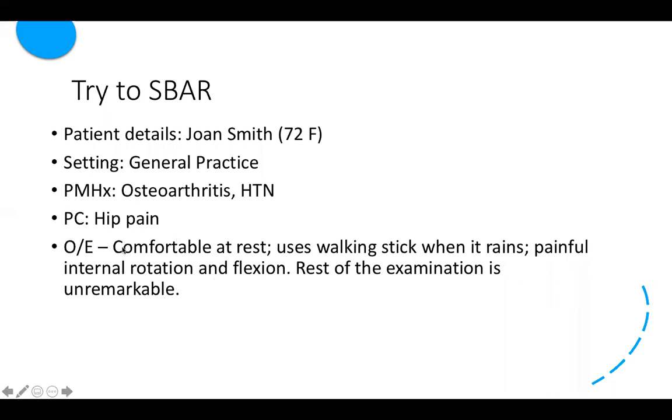I would have started just saying she's comfortable at rest, can use a walking stick when it rains, and then say the positives first. So she's got painful internal rotation and flexion, so that the person who's listening knows where this is going or what's happening. If you start with the rest of it being unremarkable, they may get confused, but that's just a subjective thing.